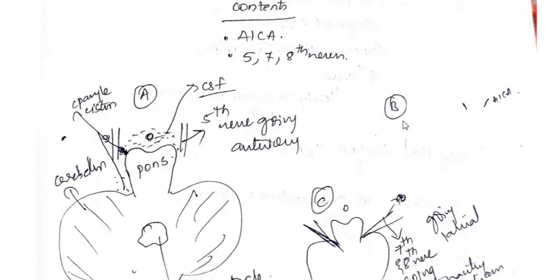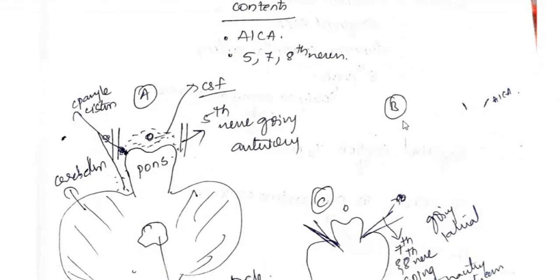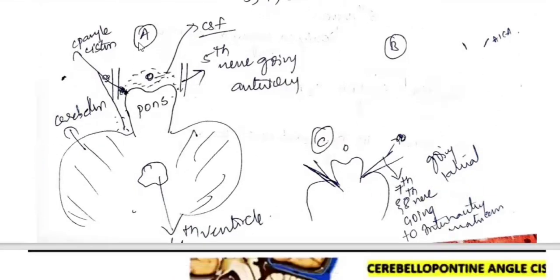You can remember it like pons. This is the CP angle. CP means pons. What is in the pons? 3, 4 are midbrain, 5, 6, 7, 8 are pons. 7, 8 is special, related to the pons. So related to the pons, 5, 7, 8, you remember this.